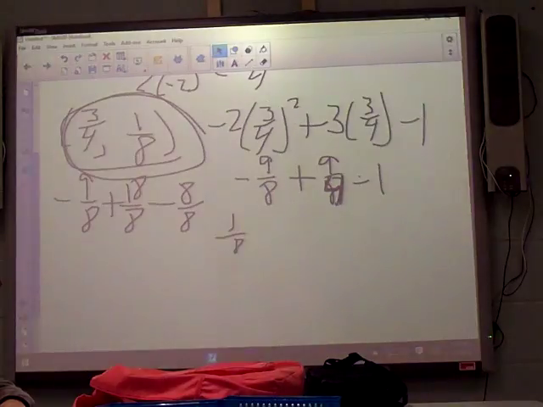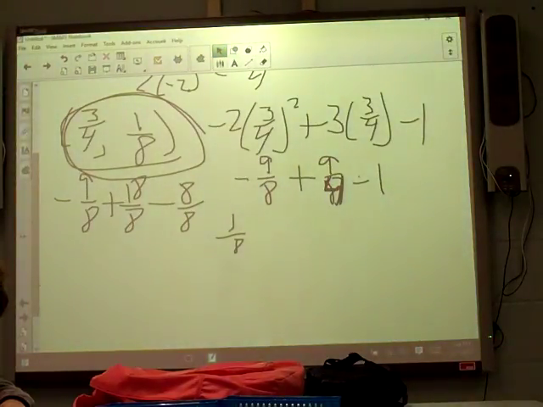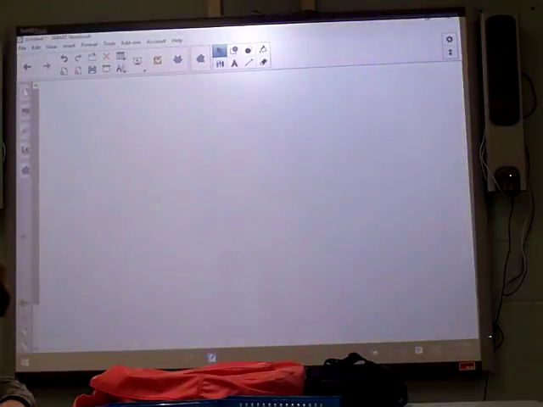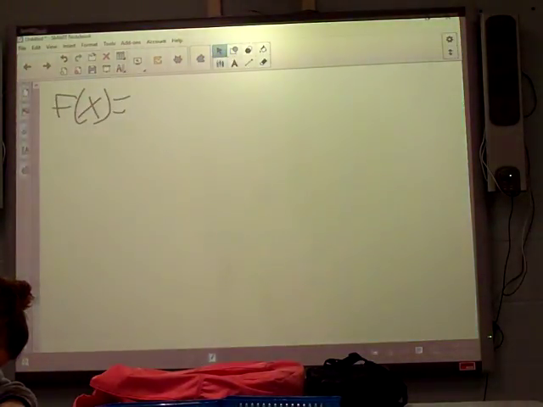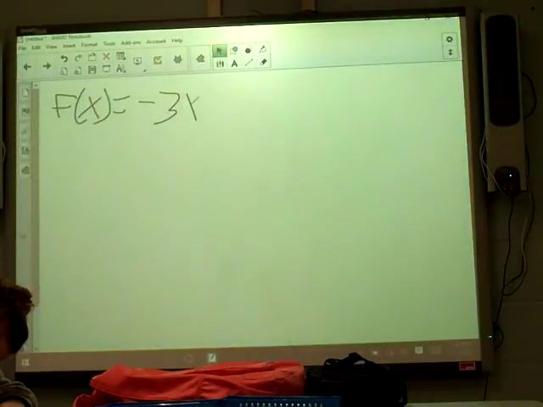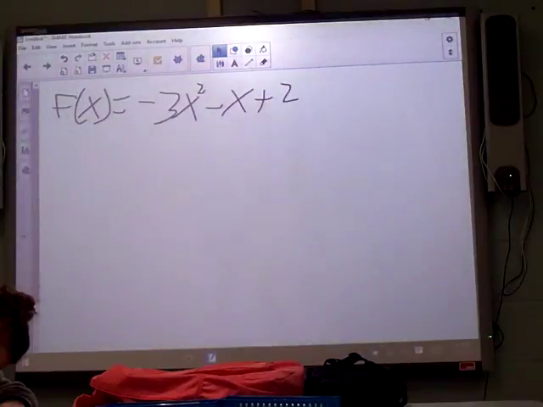Alright, we're going to do one of these discriminant problems. We did one of these last unit, but I want to talk another one right quick. Let's say I had f of x is equal to negative 3x squared minus x plus 2. Alright, directions on this say find the discriminant and use it to determine the number of x-intercepts that the graph has.